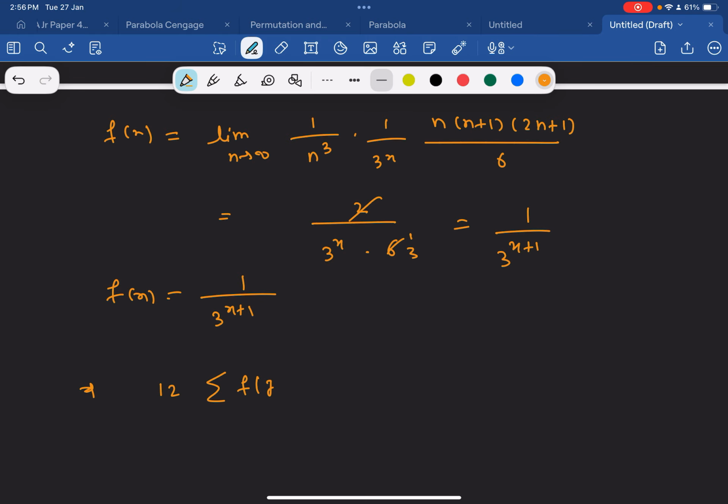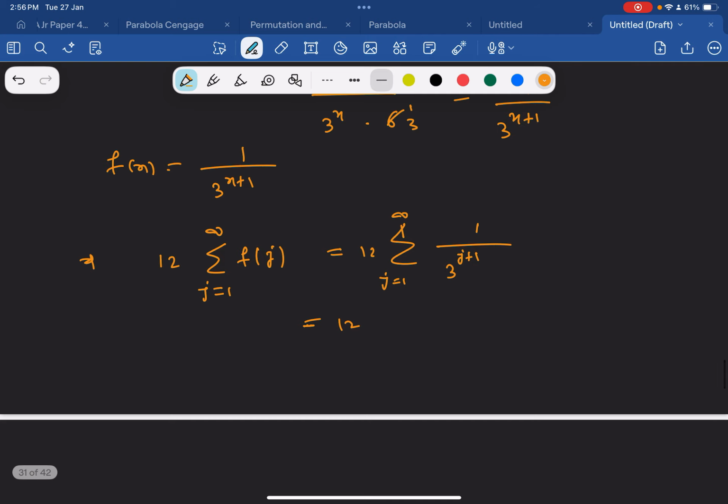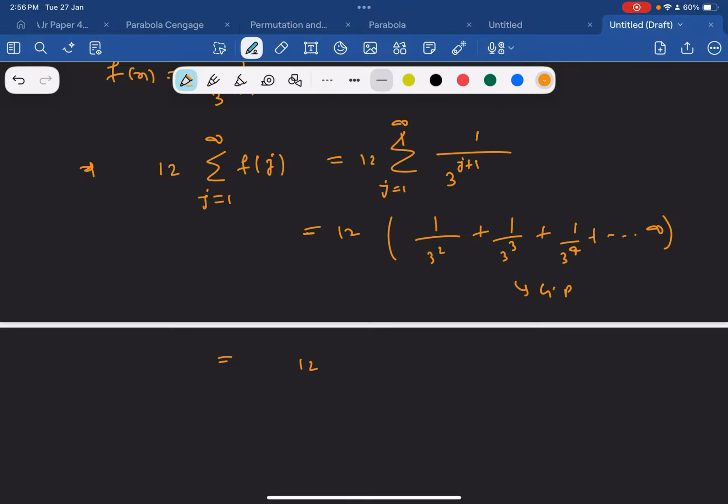So now I guess it's an easy question. Summation f of j where j goes from 1 to infinity is nothing but summation 1 upon 3 raised power j plus 1, correct? So where j goes from 1 to infinity, 12, and if you expand the terms, what we are going to get now is 1 by 3 square plus 1 by 3 cube plus 1 by 3 raised power 4, and this goes till infinity. It's in GP.